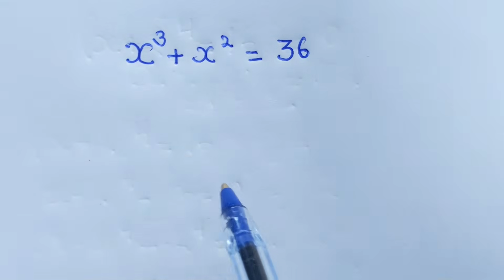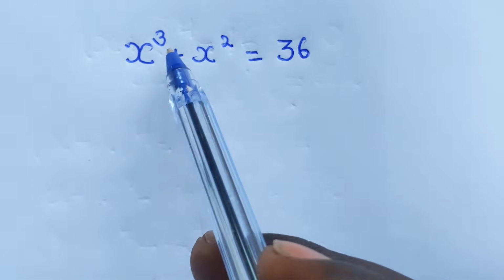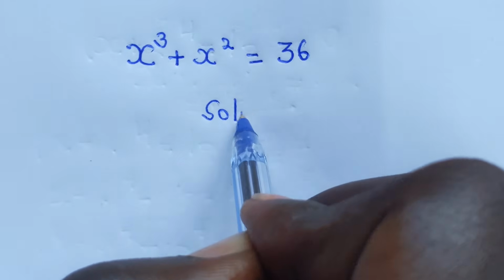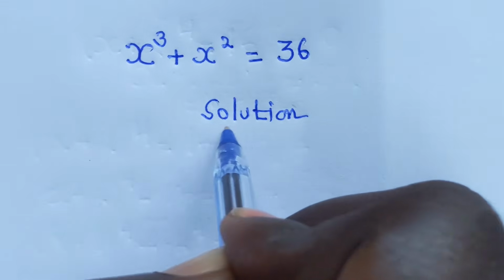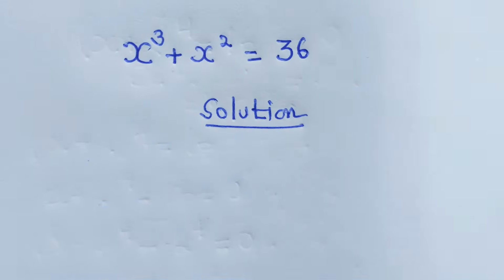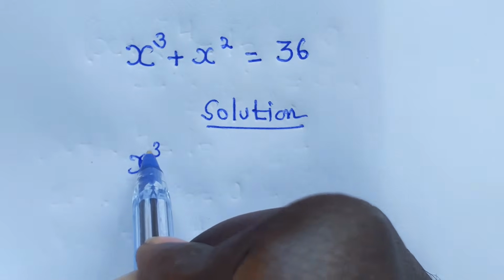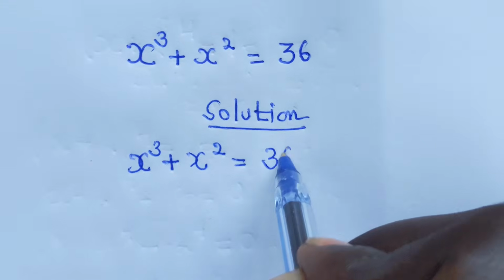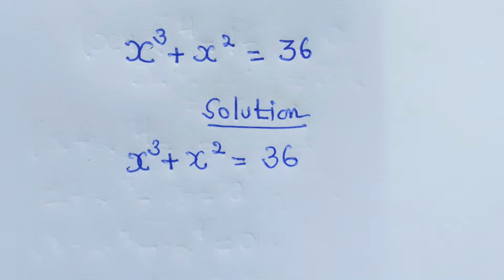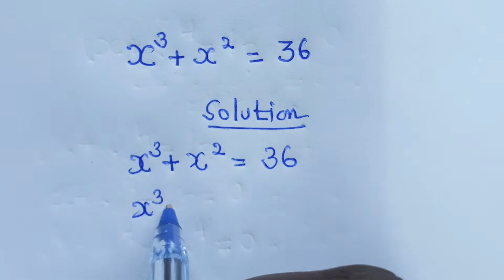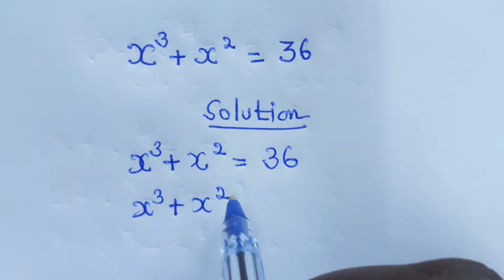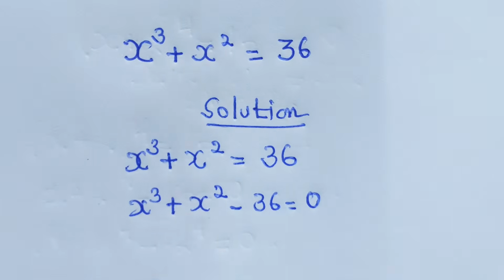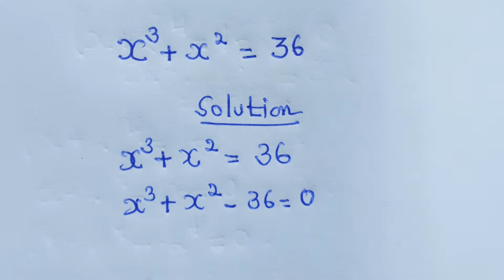Alright, today's video we have the question x^3 + x^2 - 36. Solution. Copy what we have: x^3 + x^2 = 36. Then x^3 + x^2 - 36 will be 0. Okay, then what are you going to do right here?